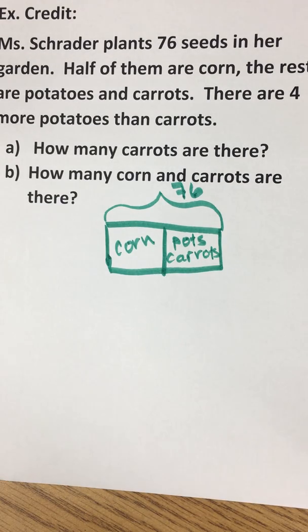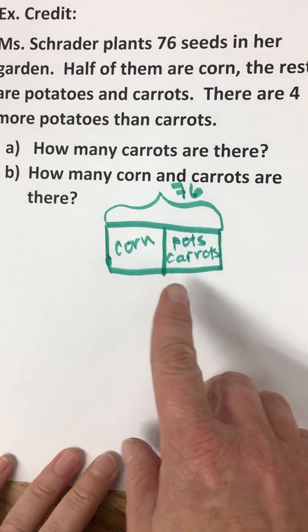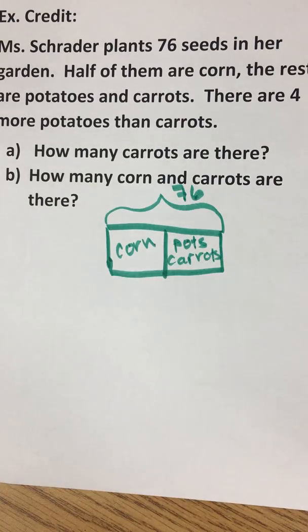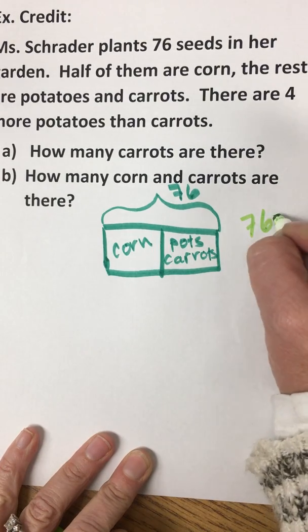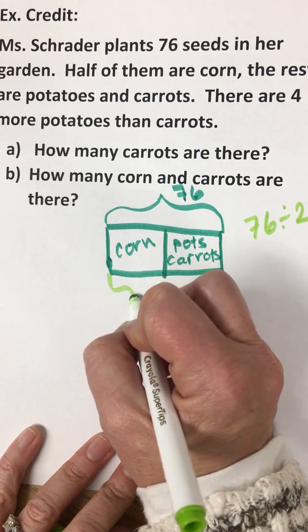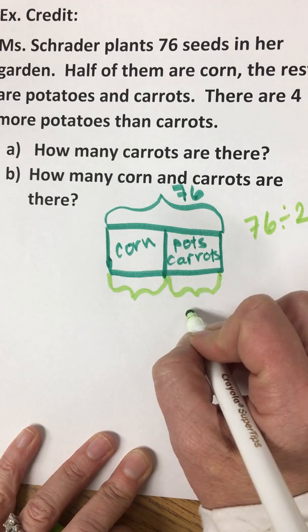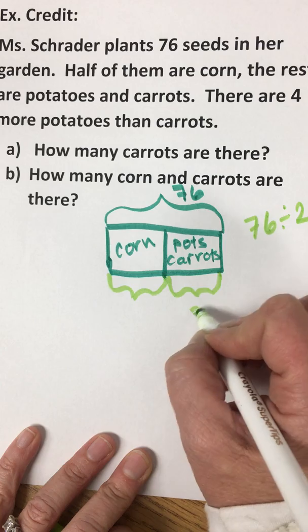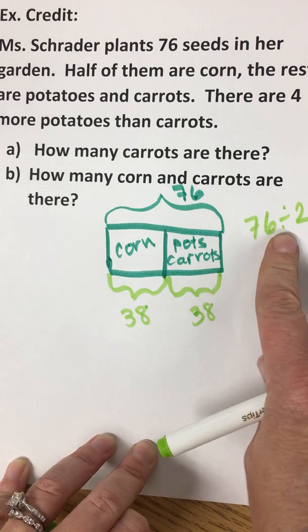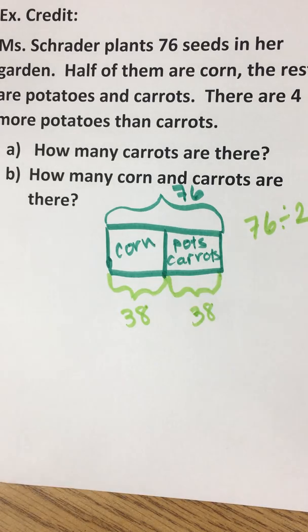Does that part make sense? I hope so. Okay, so then it says there are 4 more potatoes than carrots. Oh, interesting. So there are 4 more potatoes than carrots. How do we solve for how many are here and how many are here? We know that it's half, so couldn't we just divide that 76 divided by 2? And what does that give you the answer to? Well, it tells you how many are in each plot here. And in each plot, we would have 38. Okay, if I divided 76 by 2. Okay, so now we know how many are in each.